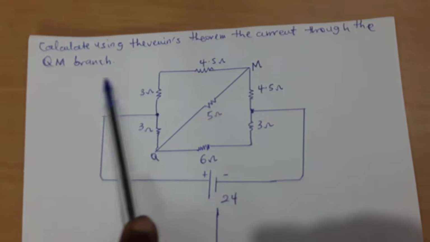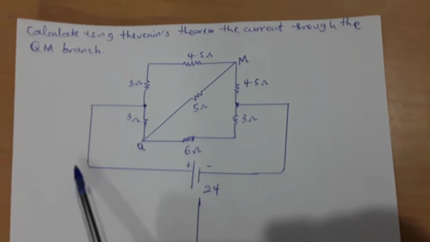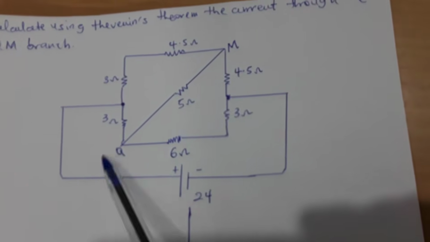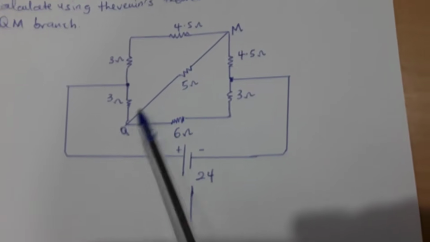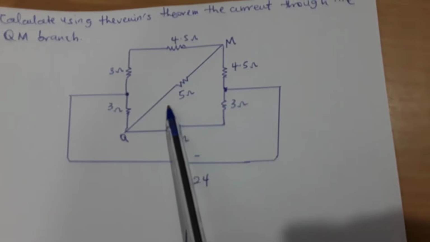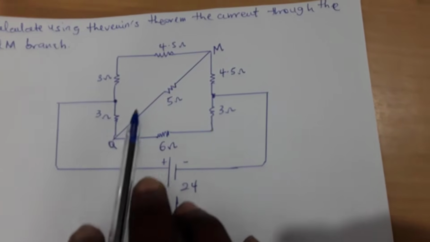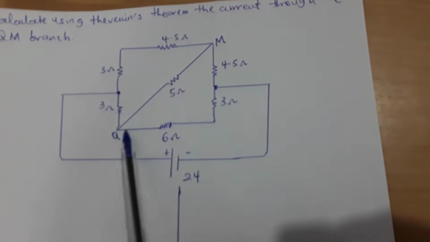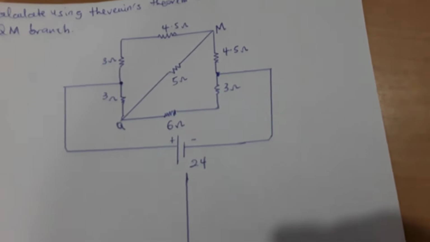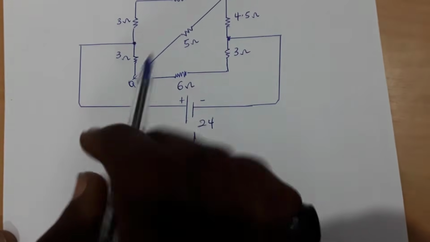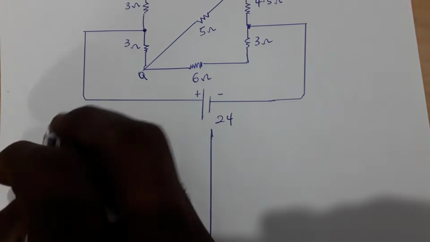Okay, so we are to calculate using Thevenin's theorem the current through the KINEMARC branch. So looking at the diagram, you can see that this is a KINEMARC branch. So what it means is that we are finding the current through this 5 ohm resistor. So as always in Thevenin, we remove the resistor through which we have to find the current, or the branch through which we have to find the current. So in this case, we will remove the 5 ohm. So this is how it will look like. It will look like this.